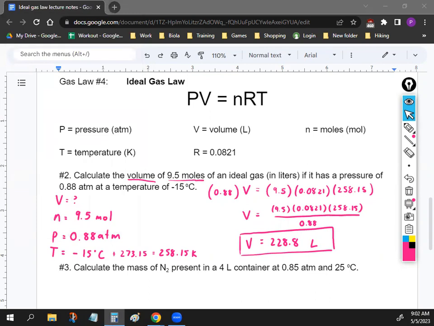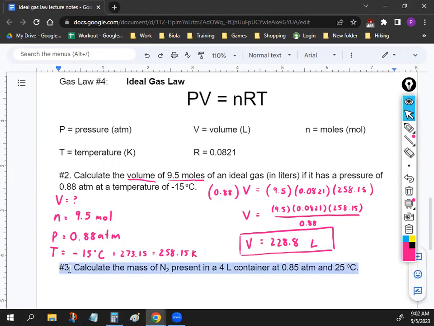Alrighty, guys. So I'm gonna give you guys about maybe 5 or 6 minutes to try out this problem right here. I'll put it a little bit bigger in a second. Okay, but I want you guys to find the mass of N2 in a 4-liter container at 0.885 atm and 25 degrees Celsius. Now, before you start, I do want to give you guys a little heads up.